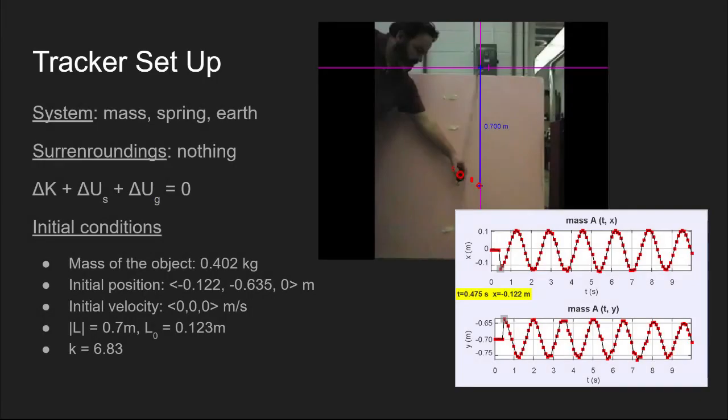I used the video provided to us, so I made my system the mass, spring, and Earth, meaning nothing is in the surroundings. So this allows us to set the total change in energy to zero. For the initial conditions, I have them all listed out on the slide. You can see how I set up the coordinate system in Tracker and the graph of the data collected in Tracker.